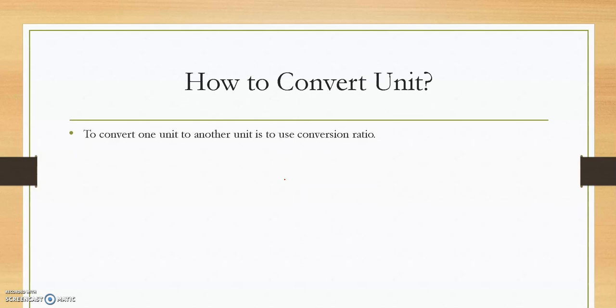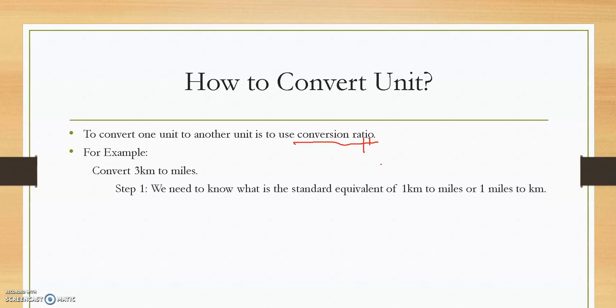So to convert a unit, you need to remember that converting one unit to another uses a conversion ratio. So what is that conversion ratio? Later on, we're going to tackle that. The use of a conversion ratio is the simplest way to convert. Okay. So for example, convert 3 kilometers to miles.